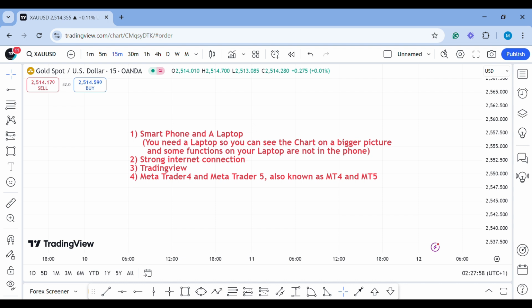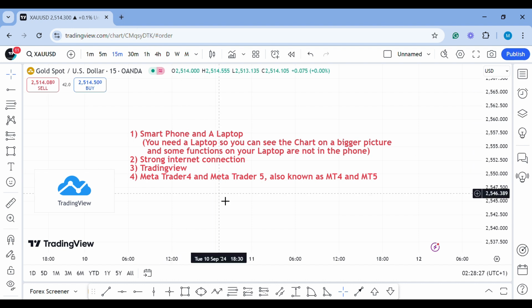Number three on our list is TradingView. The interface here is TradingView. You can download it on your mobile phone. If you have your phone with you, please download TradingView right now. And on your laptop, I prefer you use the web one. Just go to your browser and type tradingview.com.